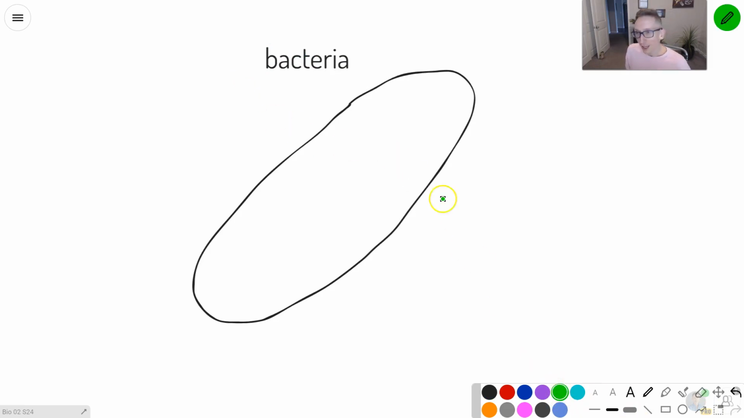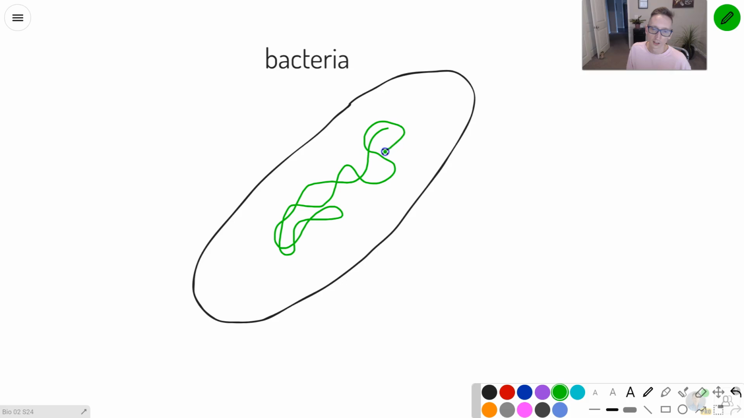They have DNA like we do. And their DNA is a big circular molecule. I'm not going to draw both strands here. This is just one strand. It's all in the center. I haven't completed the circle, but now I'm going to, boom, like that. So they have circular DNA in the center.